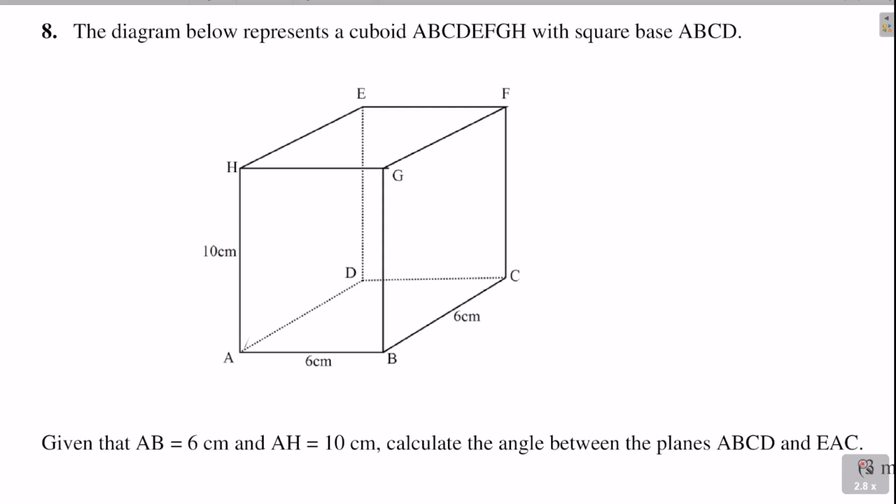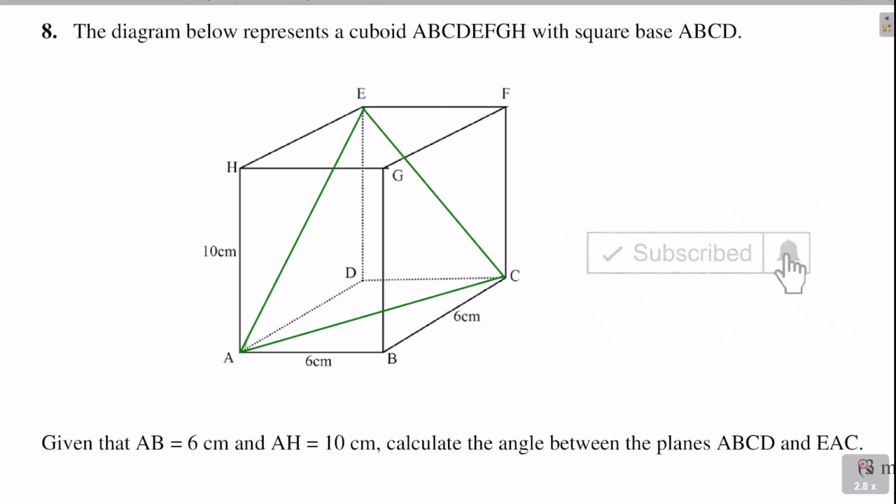The first thing will be to draw the plane EAC so that it can be visible, and I'll draw it. So plane EAC, we already have the base ABCD, so EAC is here. So that is the plane EAC. Now you can see clearly the two planes ABCD and EAC. Now how do we get the angle between the two planes?